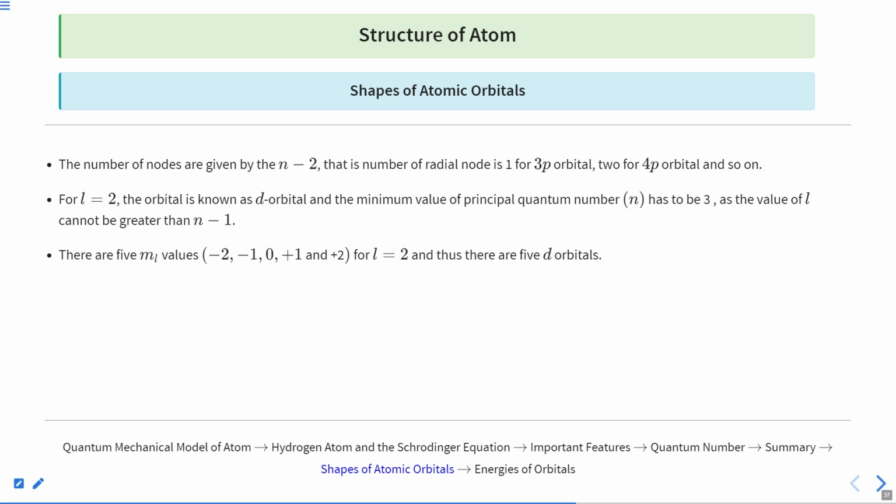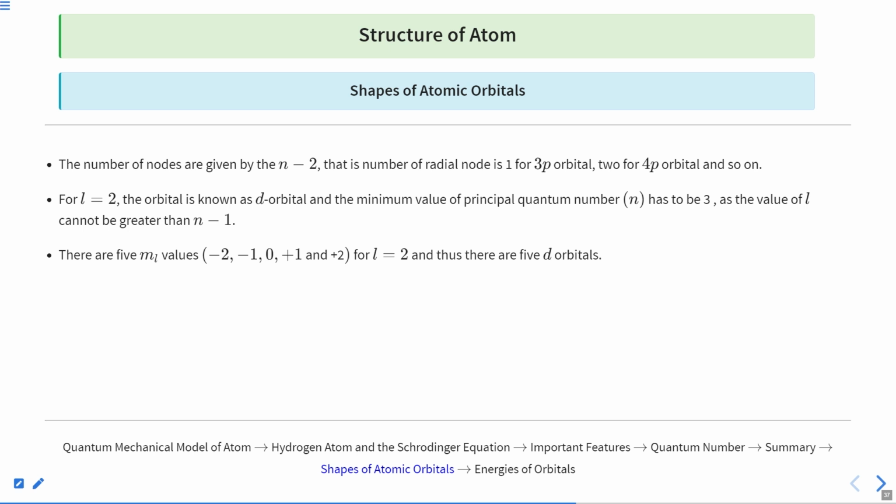That is, the number of radial nodes is 1 for the 3p orbital. So this n minus 2 is for p. Now I will give you a general formula, that is n minus l minus 1. This is the general formula for finding the radial nodes. Just put in this formula n minus l minus 1, and you will get the radial nodes.